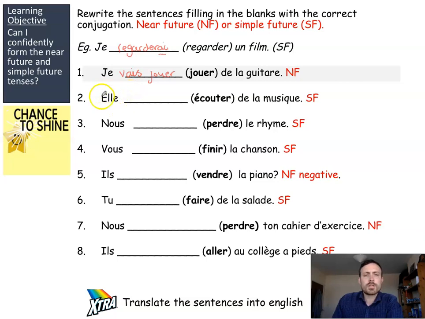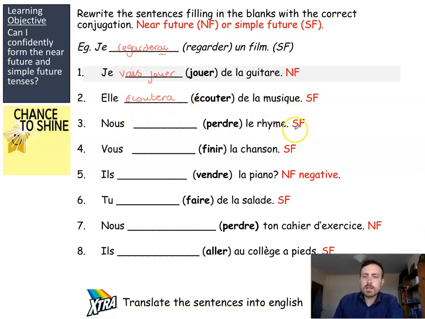Numéro 2. Our pronoun has changed. It's now elle, so it's going to change how this verb works. Our infinitive is écouter, which is a regular ER verb. This time it's going to be in the simple future. Just reminding us, we're not putting the verb aller in. It's only going to be one word here, not 2. So we take our whole infinitive, écouter, and we add the appropriate ending, which is a. Elle écoutera de la musique. She will listen to some music.